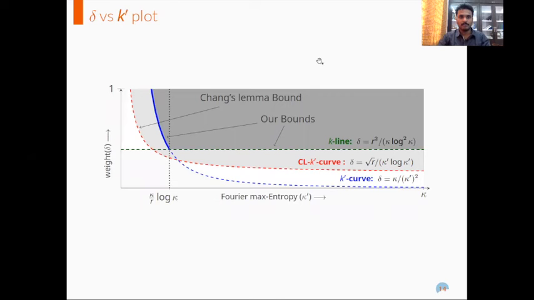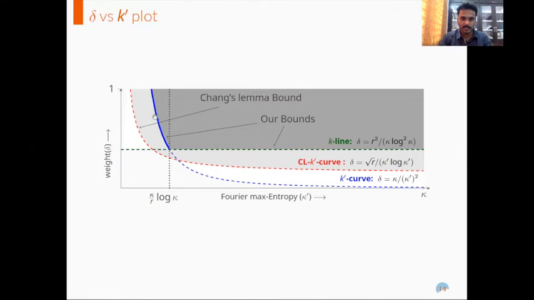Here's a comparison of the R bounds to that of Chang's lemma bounds. For a fixed R and k, if you plot delta versus k prime, these are the plots of the 3 bounds. One is Chang's lemma for the threshold k prime. Another is the improvement of Sanyal. And the third one is our observation that delta is greater than k by k prime square. The blue is the observation, green is the improvement of Sanyal, and red is the Chang's lemma bound.